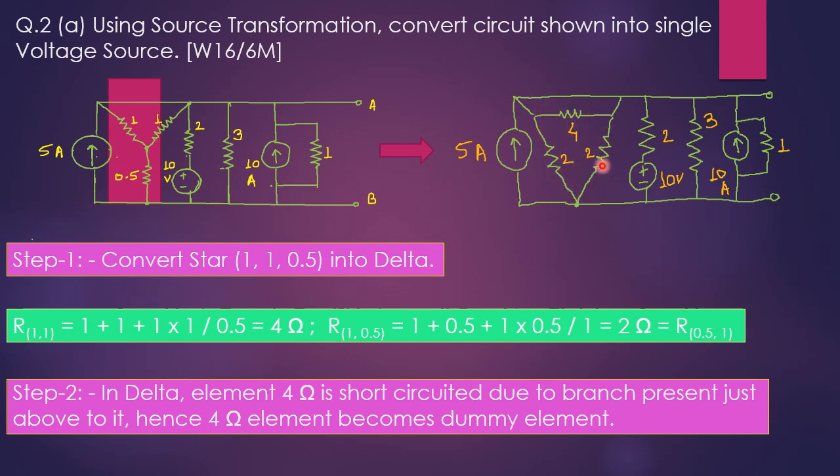Now you find that the delta element between 1 and 0.5 would be the same for this 0.5 and 1. So the value of that delta element is the same, that is 2 ohm. So now replace this star connection with the delta connection. So please check this.